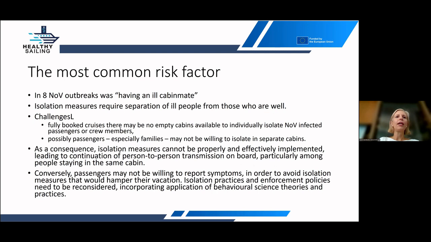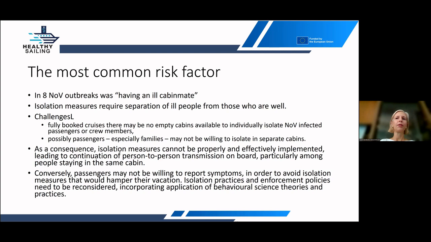Now, in 8 norovirus outbreaks, the most common risk factor was having an ill cabin mate. And this is another very important thing that we need to reconsider. Isolation measures require separation of ill people from those who are well. This is by definition how we must perform isolation. We need to separate ill persons from healthy persons. But this is not possible in fully booked cruises. We do not have empty cabins where persons that have symptoms of gastroenteritis can be isolated.